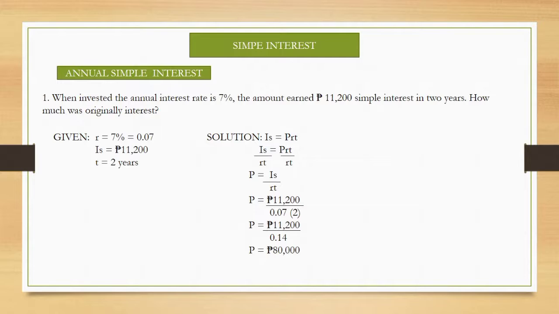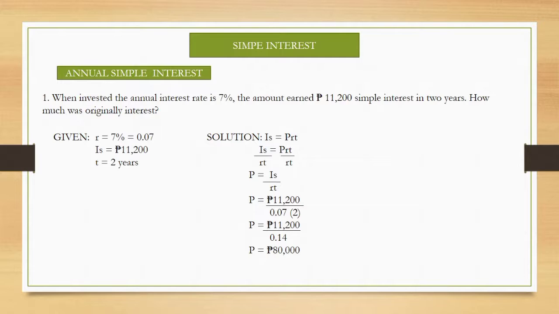So, the given is rate equals 7%, and in order to get this in decimal, 7 divided by 100 is equals to 0.07, while the IS or the simple interest is 11,200 pesos. T or time or term is equals to 2 years.